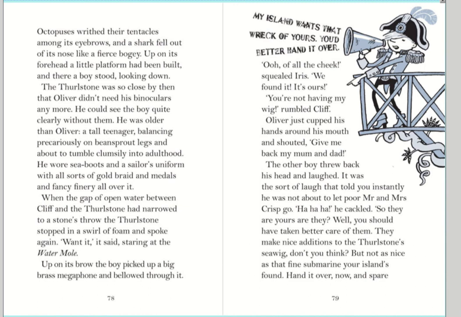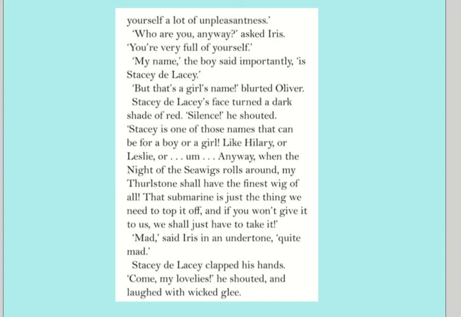The other boy threw back his head and laughed. It was the sort of laugh that told you instantly he was not about to let poor Mr. and Mrs. Crisp go. "Ha ha ha," he cackled. "So they are yours, are they? Well, you should have taken better care of them. They make nice additions to the Thurlestone Seawig, don't you think? But not as nice as that fine submarine your island's found. Hand it over now, and spare yourself a lot of unpleasantness."